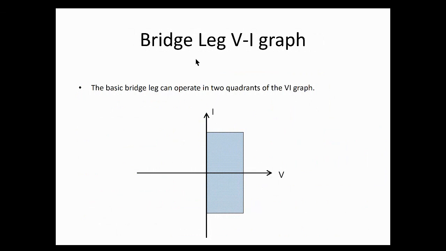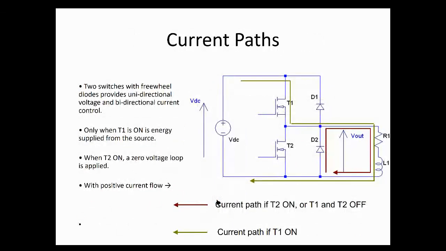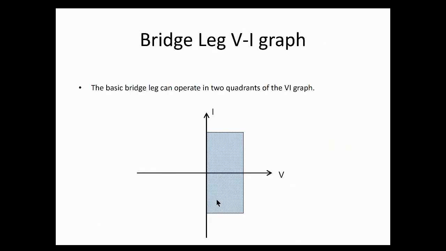We can look at what we call the IV graph. Based on what you would have seen here earlier on, we can have these two quadrants. You would have seen that when the voltage is positive, we can have positive current, and when the voltage is positive, we can have a negative current. So these are the two quadrants. These are the two scenarios that we had.